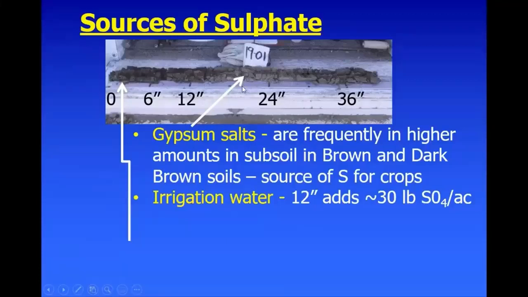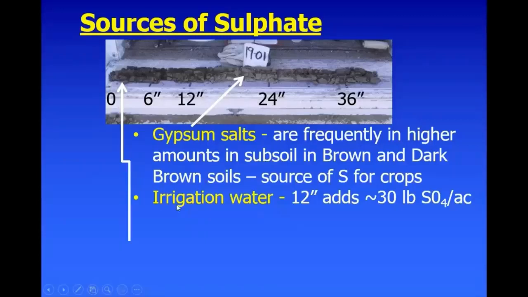inches. Particularly in our brown and dark brown soil, it's very common. We'll have gypsum salts in that subsoil. And gypsum salts are calcium sulfates. And so that's always going to give you a higher level of sulfate in the subsoil. And that's very important. If you do break that down, you'll often find ample amounts of sulfate in that 12 to 24 inch depth.